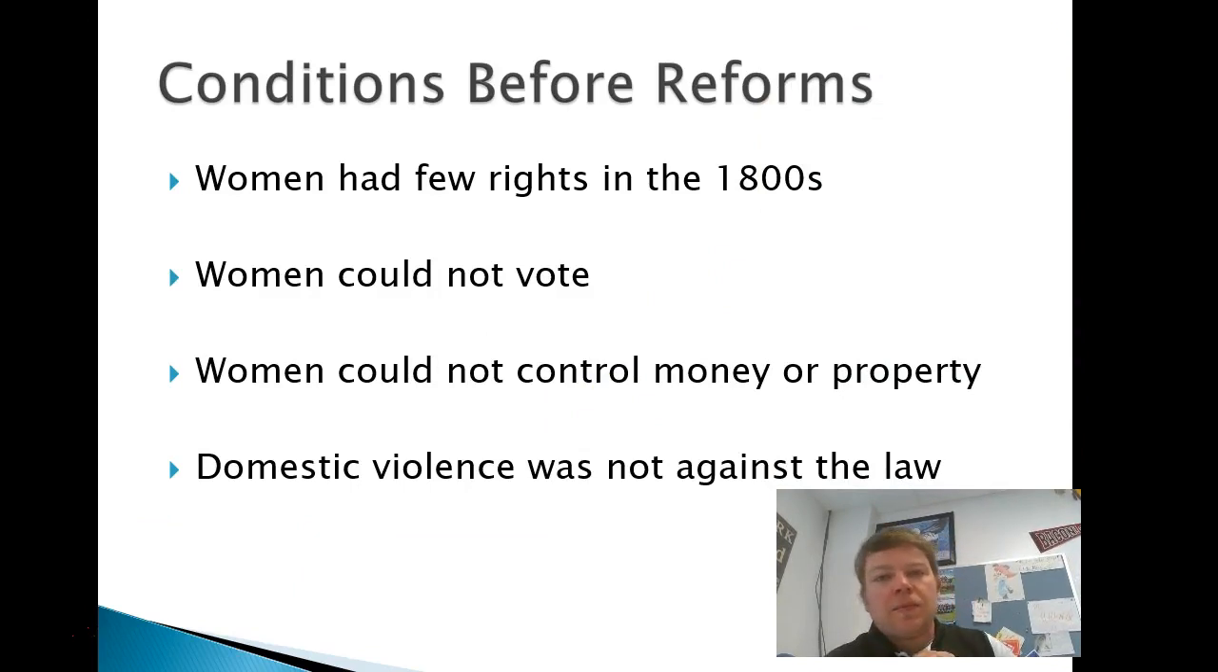Conditions before women's rights. So women are going to have few rights in the 1800s. Women could not vote. Women could not control money or own property. If you were married, anything that you may have owned, which you really couldn't do, would go to your husband. So if dad had left you something in the will, that would go to your husband. If you were living in the house that you had grown up in that was owned by your father, when your father died or passed away, that house would be left, if there was no other brothers, to your husband. Domestic violence was not against the law.